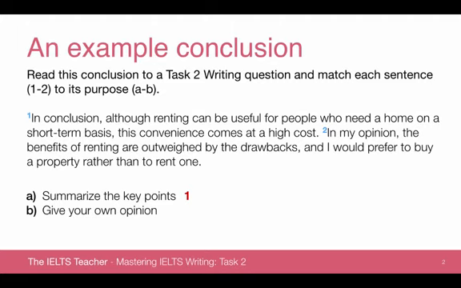You can see it in useful, or the positive is that renting offers a short-term basis, but the negative is that it comes at a high cost, high price. And in the second sentence, we're giving our opinion. So if you remember from the different question types lecture, we will know that this essay is likely to be a discussion and opinion essay, and so we're giving our opinion. If you are in a discussion essay, you would not give your opinion here, or you would not need to.